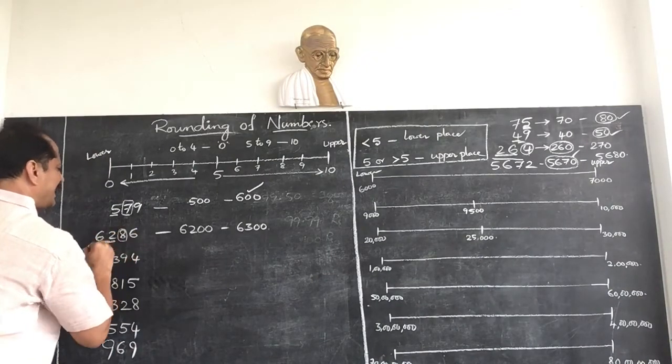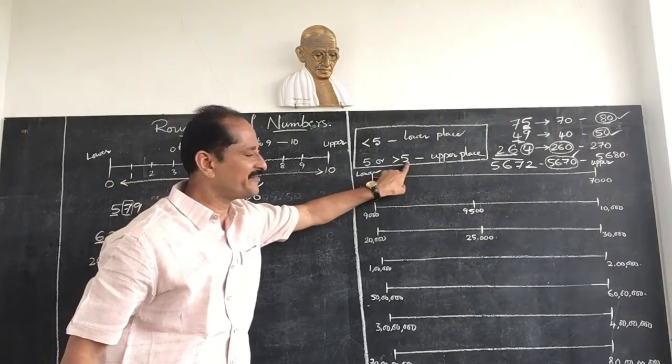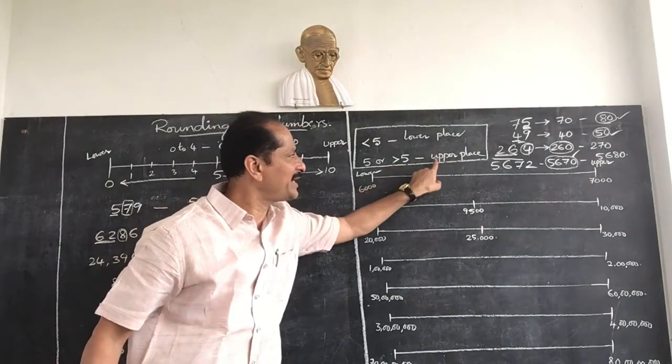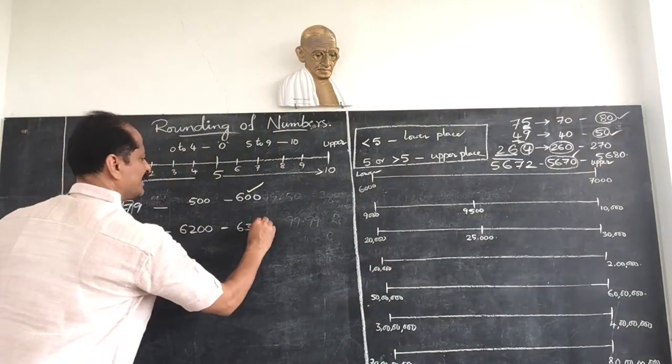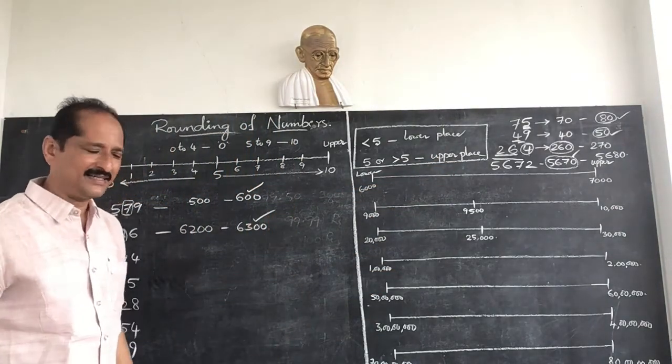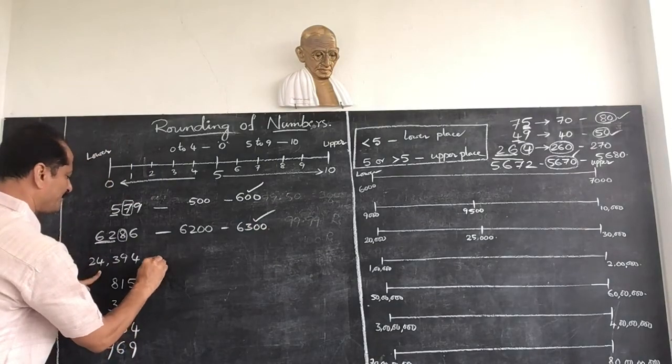8 means it is more than 5. So upper place. What is the upper place? Again, 63 hundreds. Next, observe carefully here.